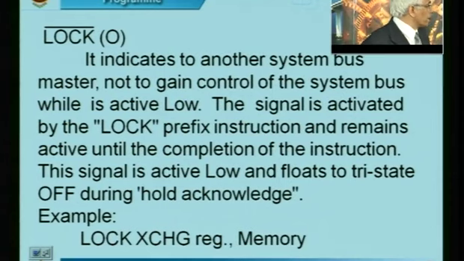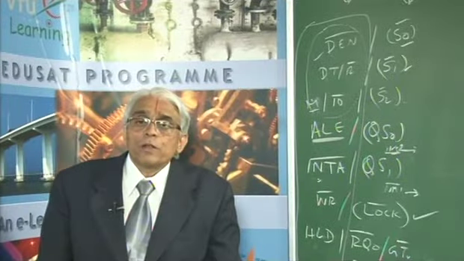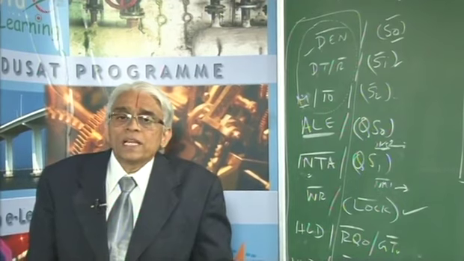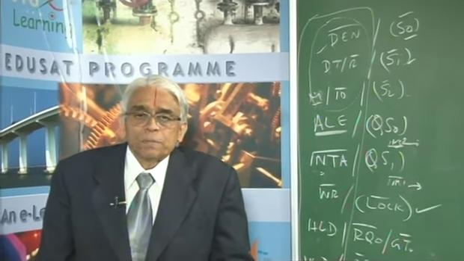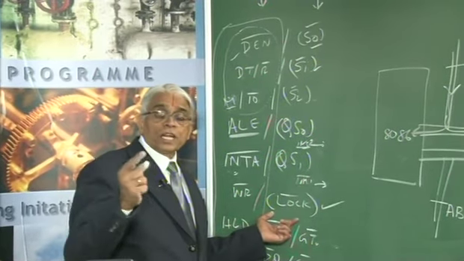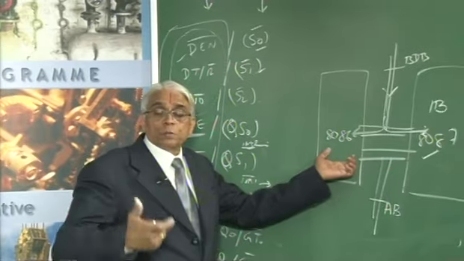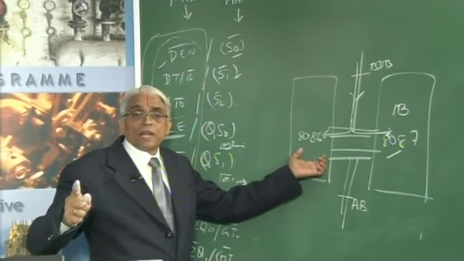We have a very important signal called lock. Lock is used along with a lock instruction. It indicates to another system bus master not to gain control of the bus while this signal is active. That means it is an external signal coming out of the microprocessor, telling the external world that the microprocessor is doing some special job. It is not going to relinquish the bus.